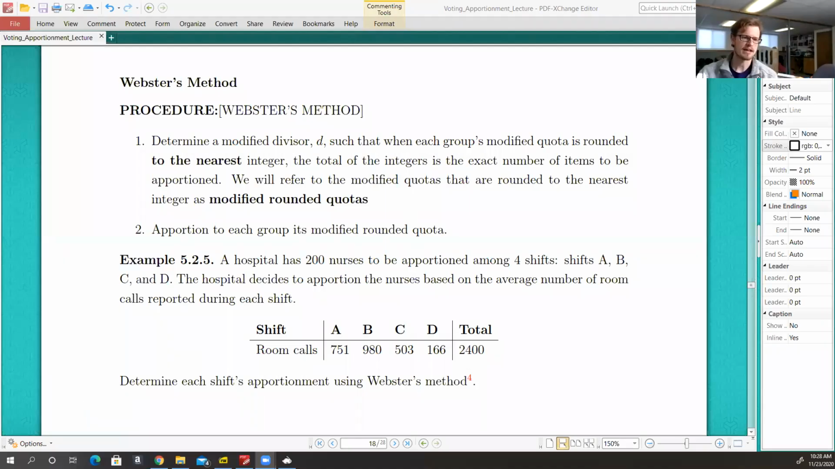So Webster's method asks us to again find a modified divisor such that when we round the modified quotas to the nearest integer, we get the right total. We divide the group population by the modified divisor to find the modified quota, round it to the nearest integer, and then add all of those modified rounded quotas up. That should be the exact number of things to be apportioned.